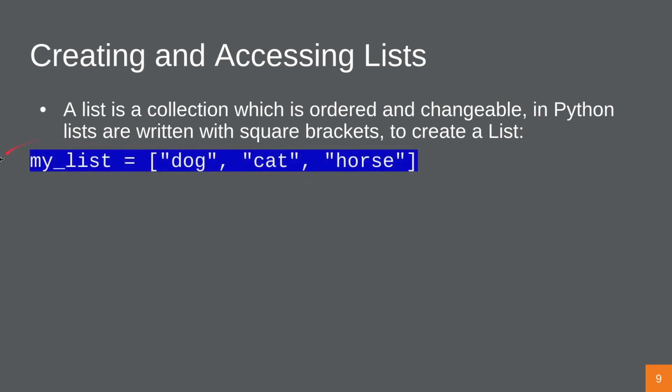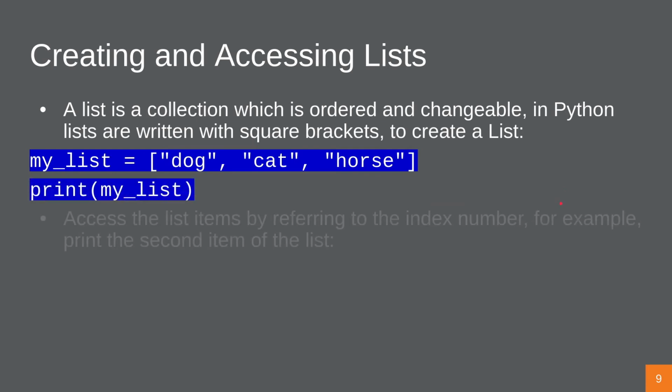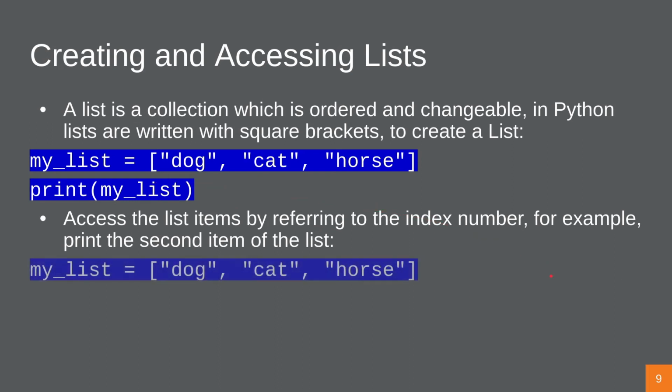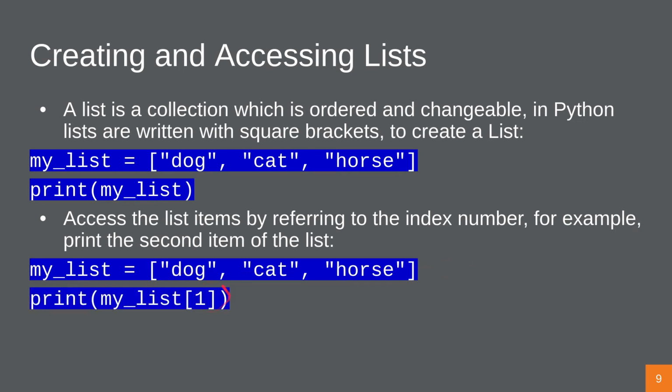So here is an example of a list. Dog, cat, horse. We set it up with square brackets like this. Strings need to go in quotes. Items are separated by commas. Then we can just print it out, and it'll print out the items. Last week we looked at string indexing. Lists are indexed in the same way that strings are. If we want to get an item, we just provide the index number in there. This would give us cat, because indexing starts at 0.